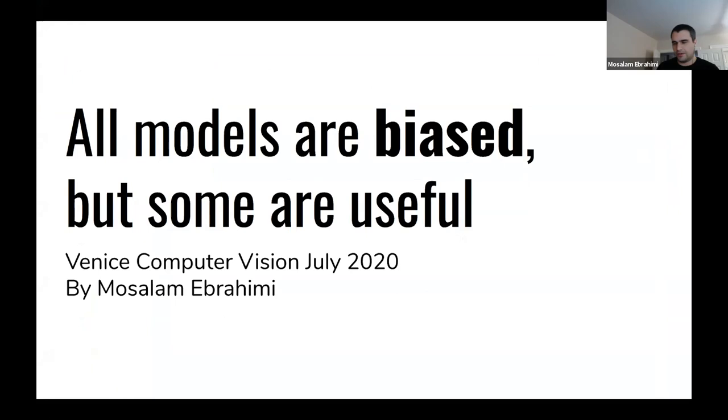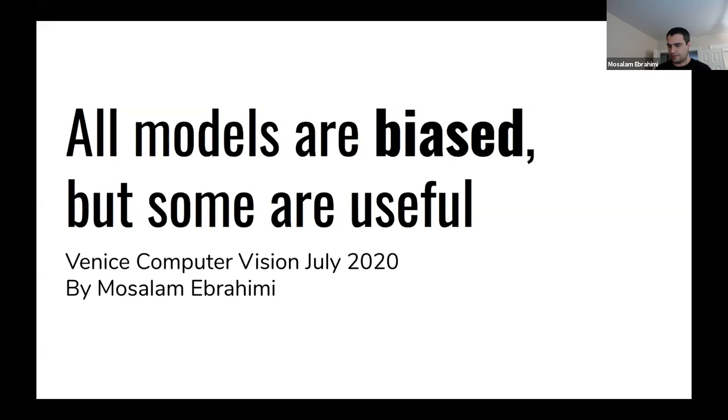Okay, so in the next 10-15 minutes, I'm going to talk about bias in machine learning models, and why, as computer vision researchers and engineers, we care about that. And we try to do something about it.